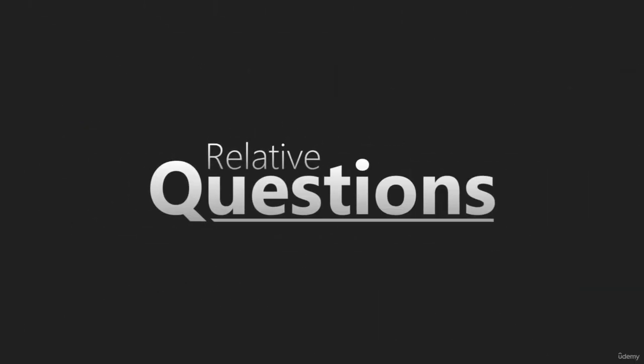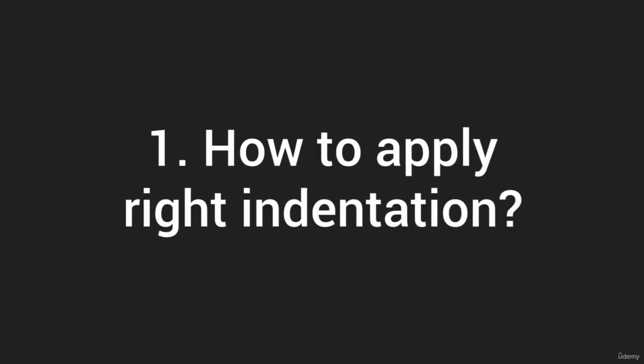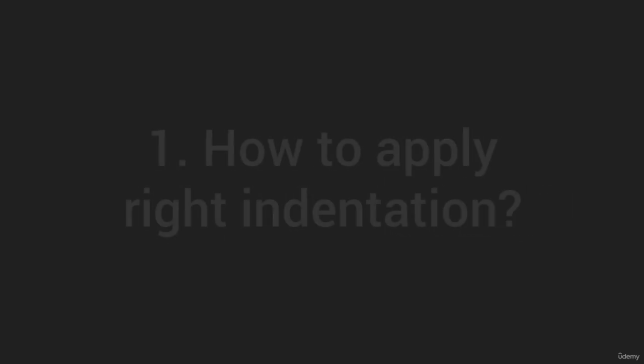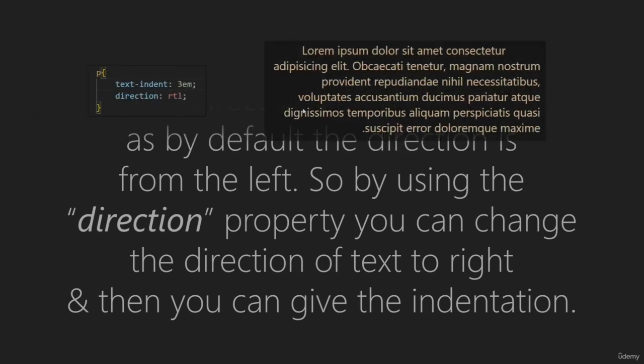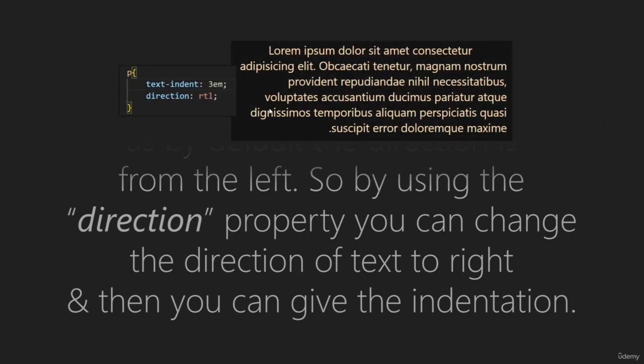Now let's talk about a question. So how to apply right indentation? To give the right indentation, you will have to change the flow of text direction from left to right, as by default the direction is from the left. So by using the direction property, you can change the direction of the text to right, and then you can give the indentation.